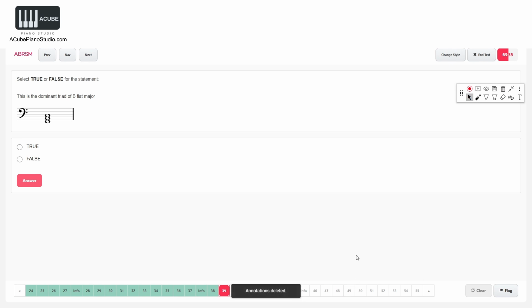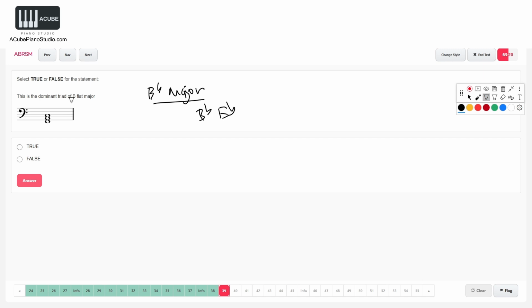Okay, moving on to the next one. This one, they are stacked on top of each other already. So next, this is B flat major. In B flat major, you need B flat and E flat. Anyway, dominant means the fifth chord. So B, C, D, E, F. So it's F, A, C. Is this F, A, C? Yes. Any flats I need? No, because only B flat and E flat, and the dominant triad of B flat major doesn't have B flat or E flat. So it's just F, A, C, no sharp, no flat. So this is true.